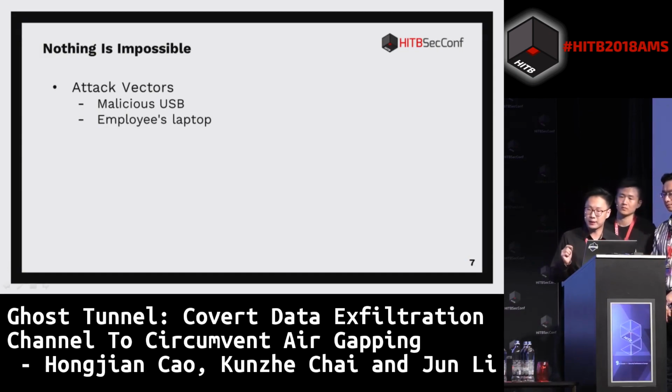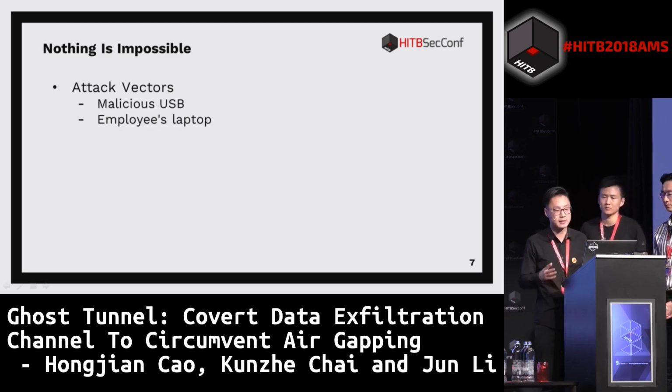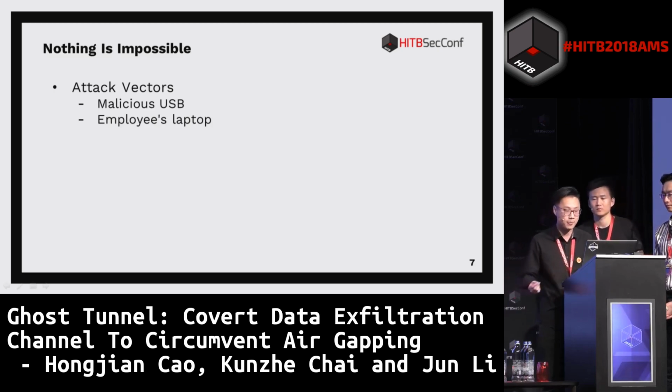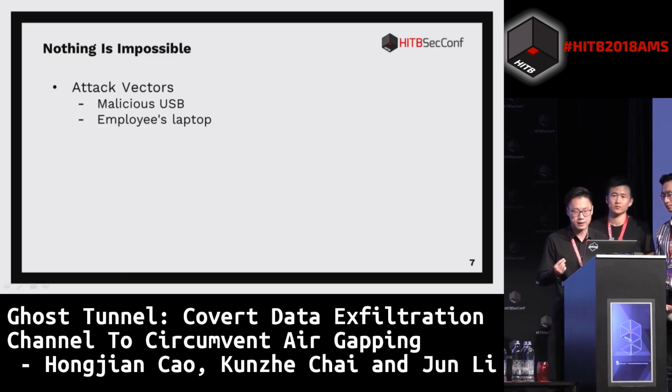Air-gapped systems were believed to be more secure in the past, since they required attackers to have physical access to touch them. But from the attacker's perspective, maybe nothing is impossible. They can break through air-gapped networks via an infected USB flash drive, a special USB device, or an employee laptop.